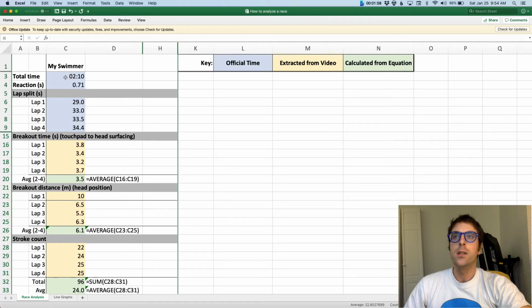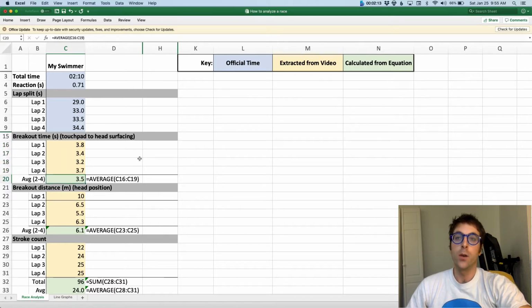So here's the data. Anything that's in blue was just something that I took from the official meet results. And then the stuff in yellow is what I extracted from video, and the cells in green were calculated from equations in Excel. So the first thing that I did was to figure out how far this swimmer was breaking out based on where her head was surfacing, and then what time, based on the timestamp in the video, what time in the race she was breaking out.